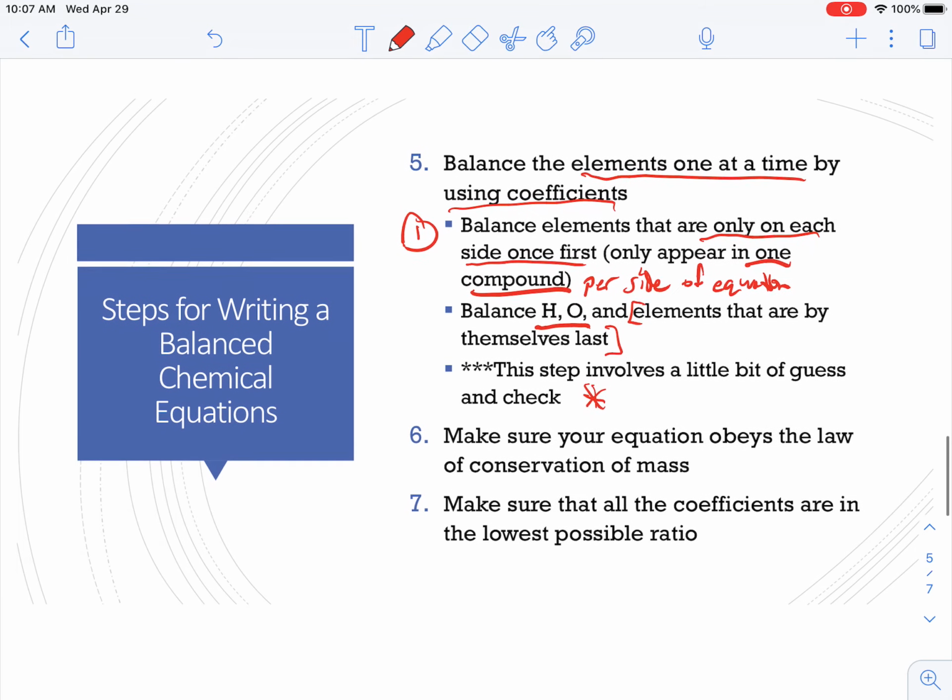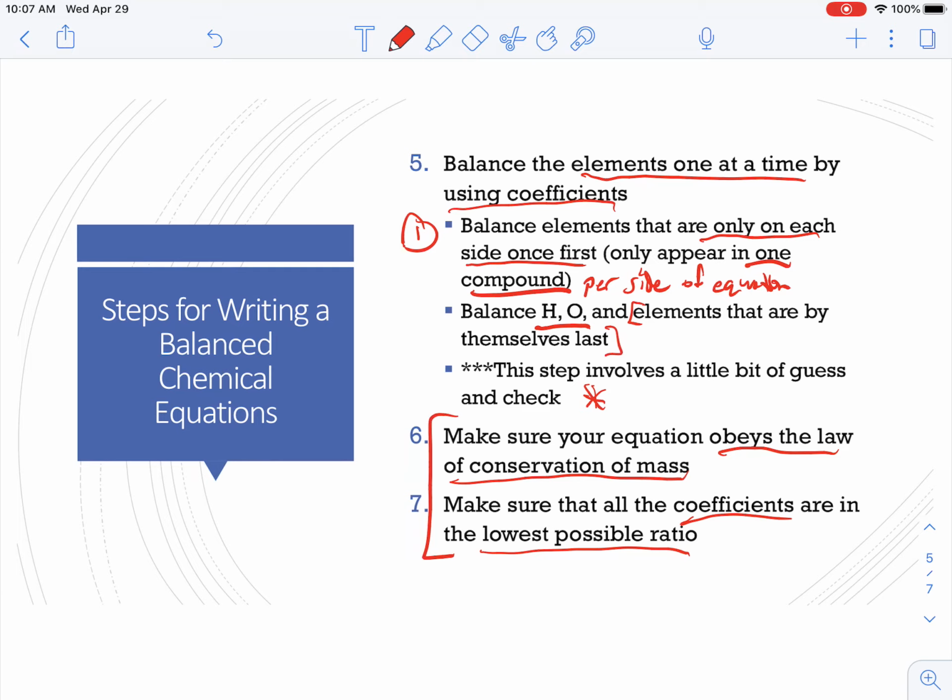The last two things we have are more ways that we can check our work from what we've done so far. As a last reminder, we always want to double check to make sure our equation obeys the law of conservation of mass. However many atoms we have on the reactant side per element, we want to have the same number on the product side. From there, we also want to double check to make sure that all of the coefficients are in the lowest possible ratio.